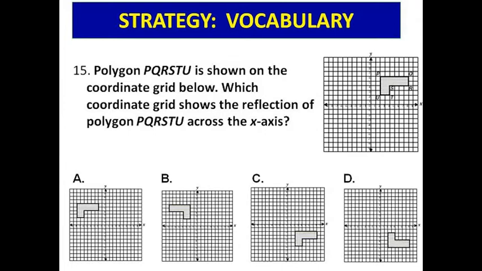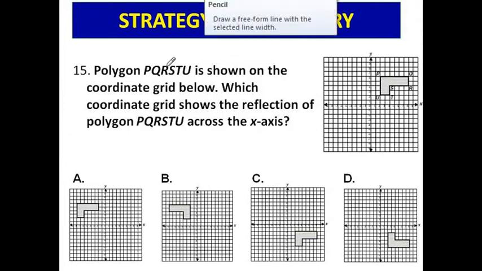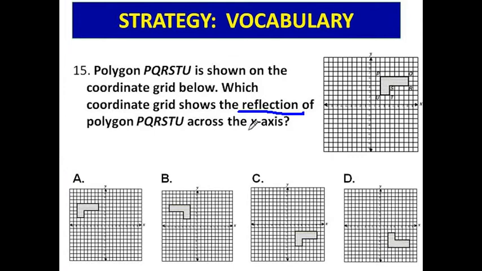All right, this one says a polygon PQRSTU is shown on the coordinate grid below. Which coordinate grid shows a reflection of the polygon across the x-axis? There are two vocabulary words here that you need to know. We need to know what reflection means, and we need to know which one's the x-axis.